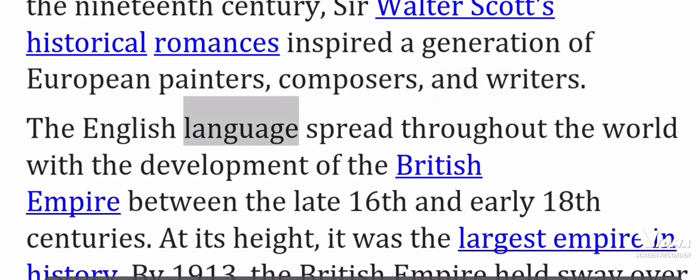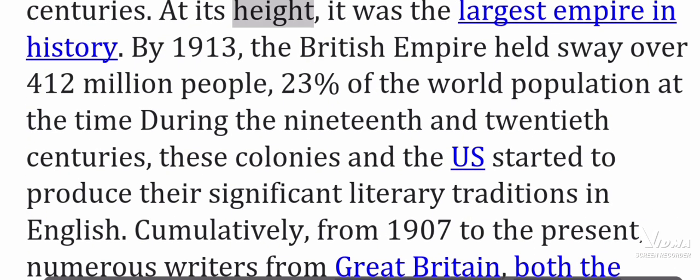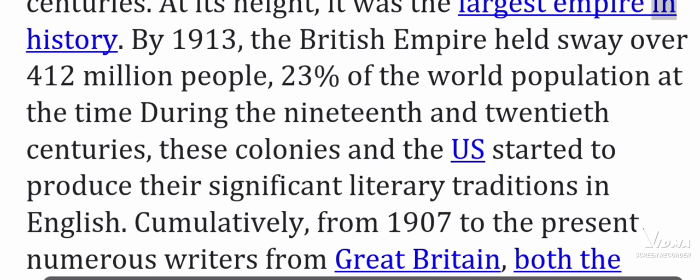The English language spread throughout the world with the development of the British Empire between the late 16th and early 18th centuries. At its height, it was the largest empire in history. By 1913, the British Empire held sway over 412 million people, 23% of the world population at the time. During the 19th and 20th centuries, these colonies and the US started to produce their own significant literary traditions in English.